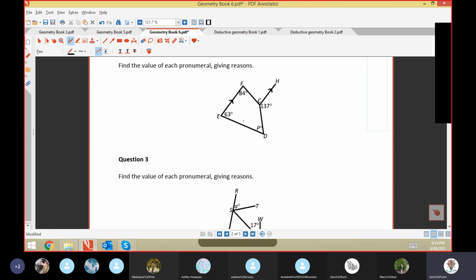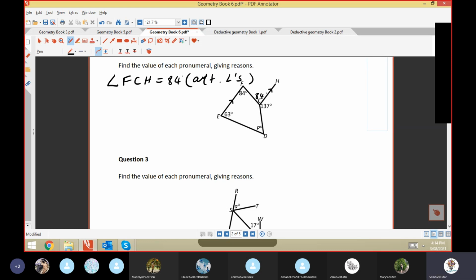Who can give me our starting point for this one now? I tried to give you a clue there with the alternate, I guess. Would angle FCH be equal to 84 degrees? And reason? Alternate angles. Beautiful. So that's 84. And that's 84.